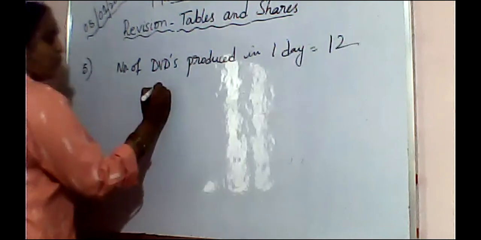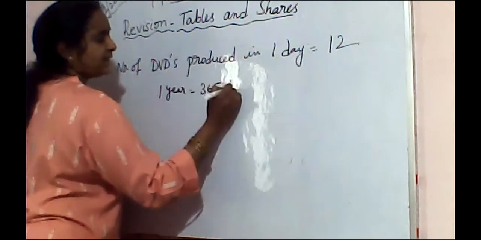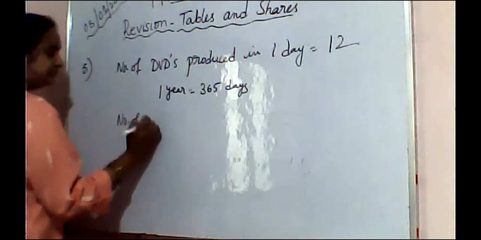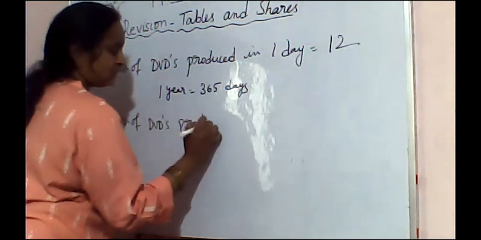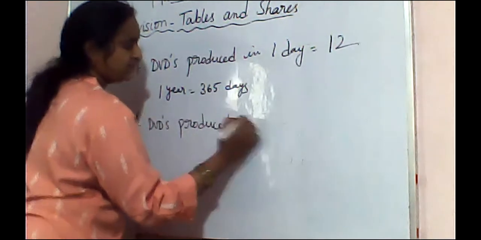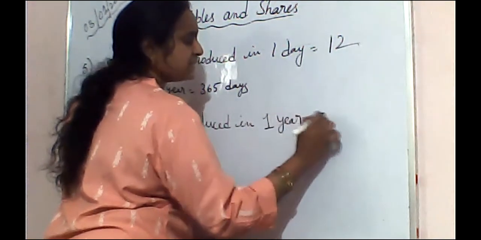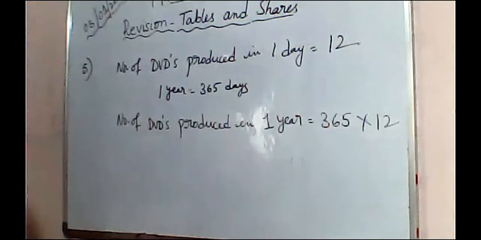Now, 1 year means how many days? 365 days. So, number of DVDs produced in 1 year? 1 year means what, ma? 365 days. Into 12. 365 into 12.